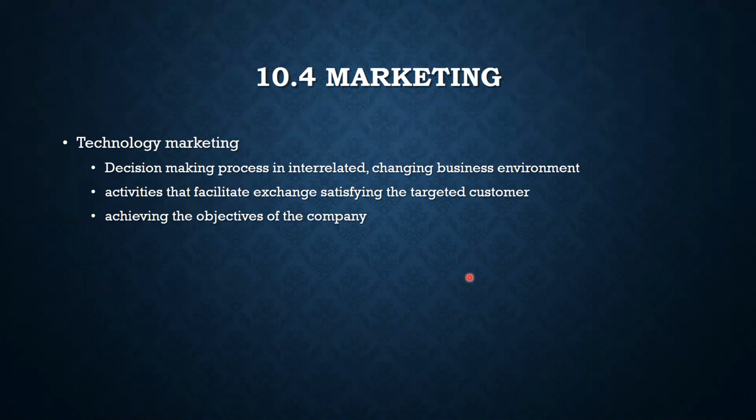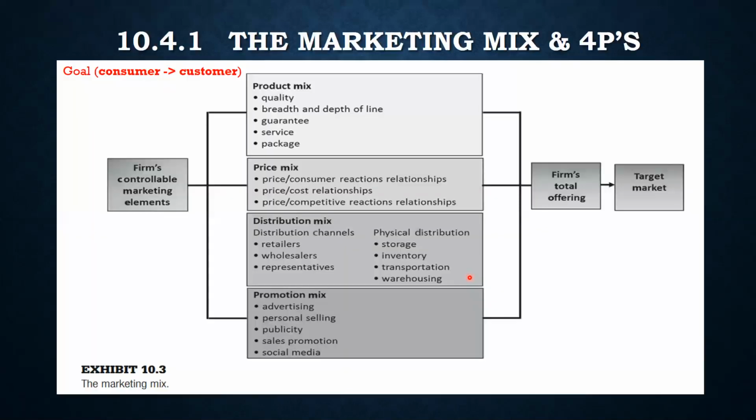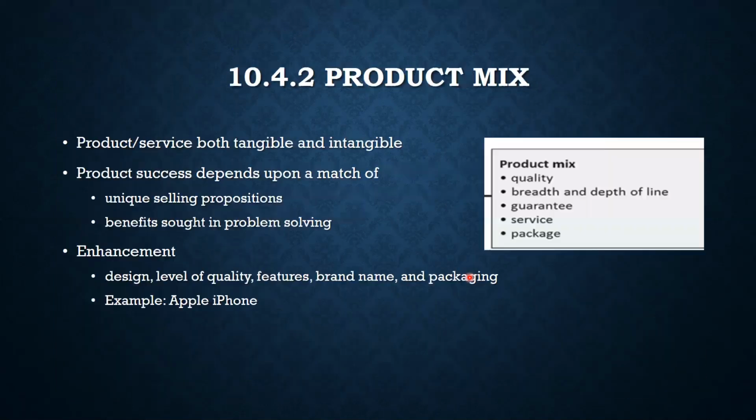Now, there are a few subsections of this marketing, and these are these ones: the product mix, the price mix, the distribution mix, and the promotion mix. The main goal of this complete marketing mix is to persuade a consumer to become a customer. So first of all, here is the product mix. It relates to the decisions made by the technical entrepreneurs regarding quality, breadth, and depth of the line, guarantee, services, and package.